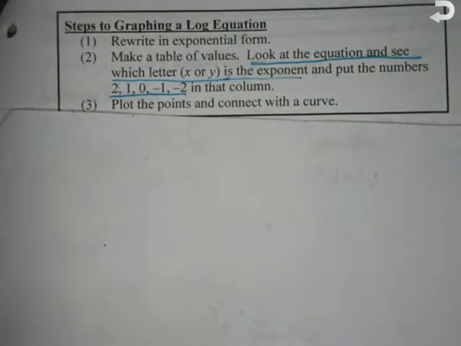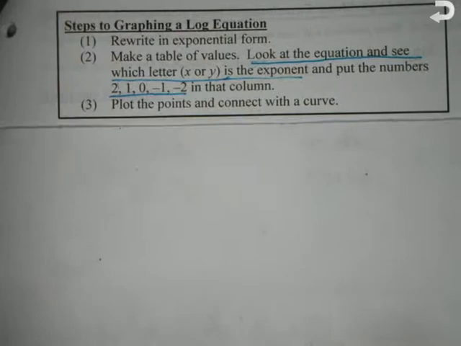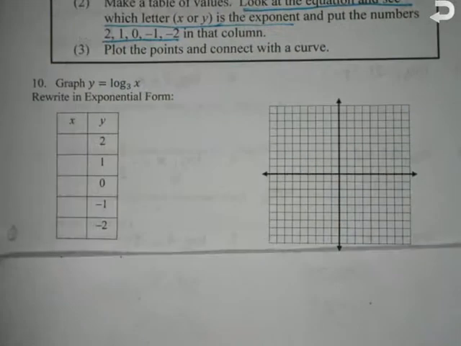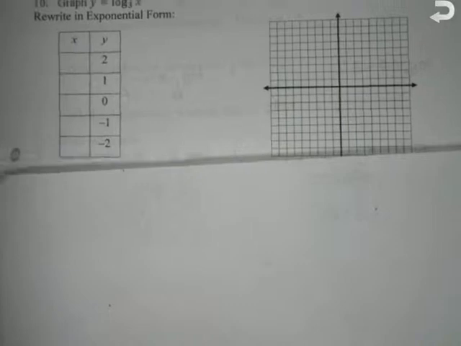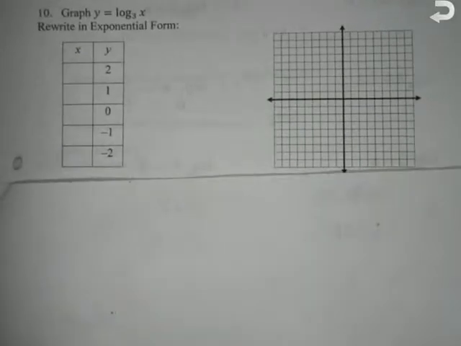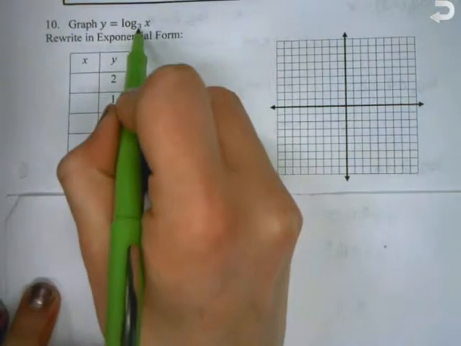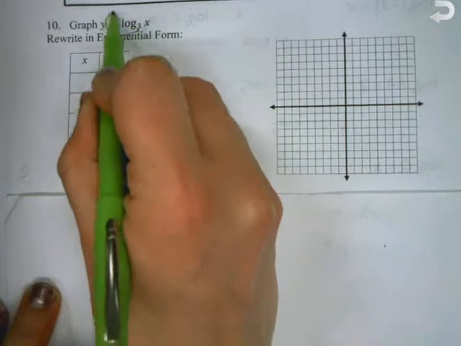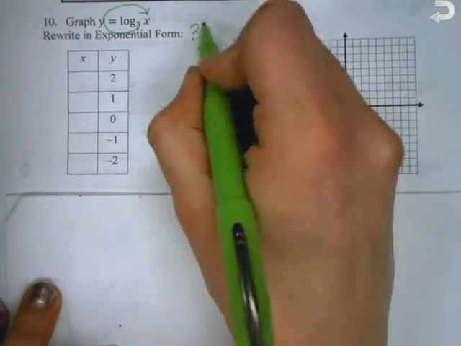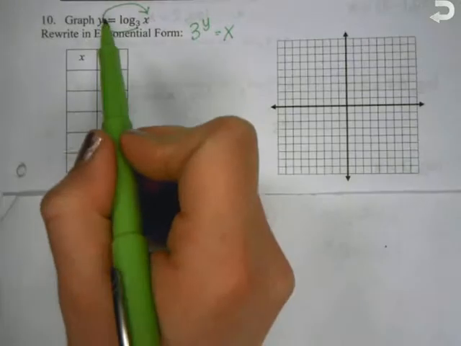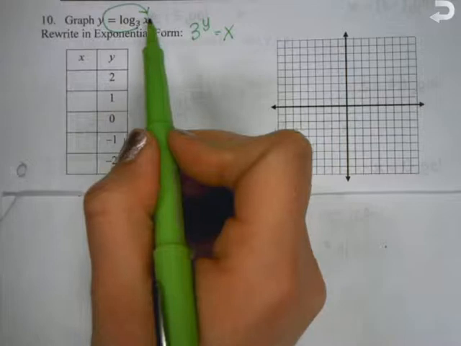So, looking at number 10, we want to graph y equals log base 3 of x. So let's first rewrite that in exponential form. Y is on the other side, so we're going to have to go around backwards than what we're used to, but it's still going to be 3 to the y equals x, right? So you go backwards, because y is on the other side. You can rewrite it so that y is on the right if you want, but you can do it backwards. So 3 to the y equals x. So what's my exponent here, y or x?